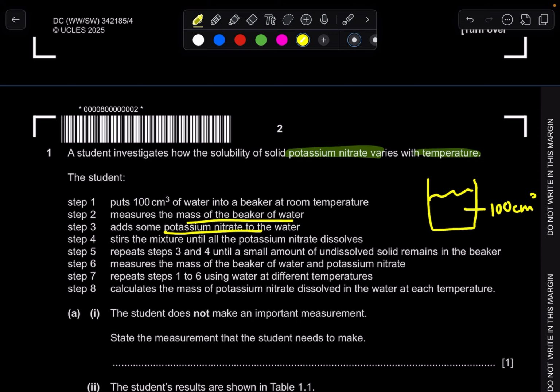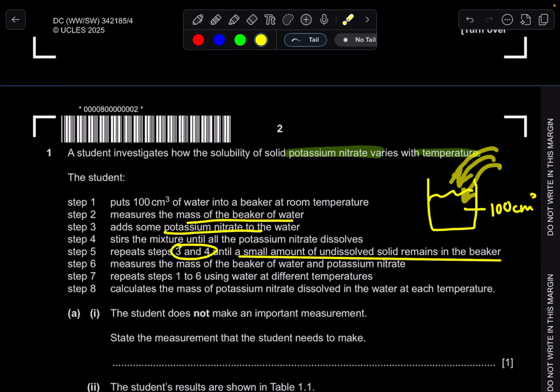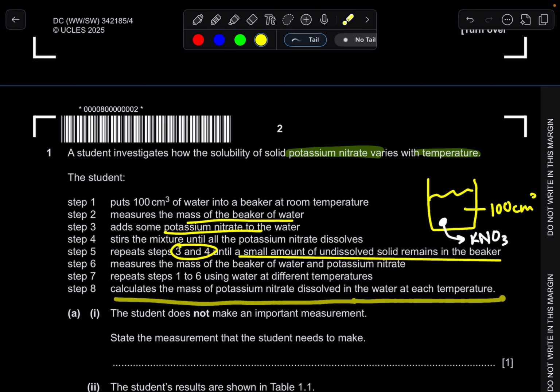Repeat steps 3 and 4 until a small amount of undissolved solid remains in the beaker. So what the student is doing is continuously adding potassium nitrate until he sees that there is a small amount of undissolved potassium nitrate left at the bottom of the beaker. He measures the mass of the beaker of water and potassium nitrate. Repeat steps 1 to 6 using water at different temperatures. Calculate the mass of potassium nitrate dissolved in water at each temperature. We know that as the temperature increases, the mass of potassium nitrate should also increase, because as the temperature increases, the solubility increases.